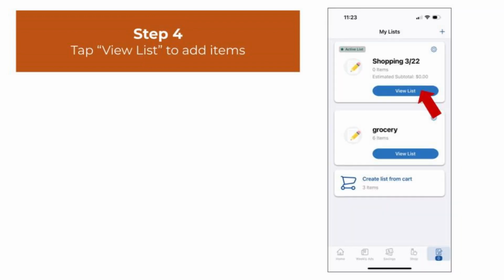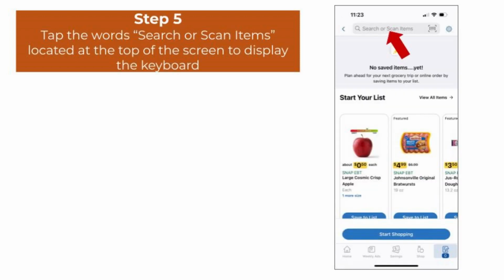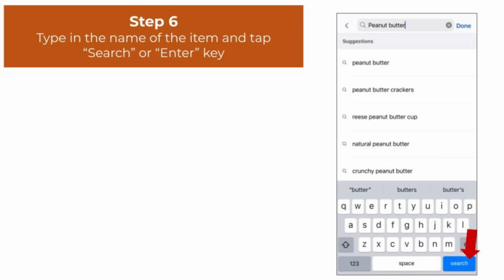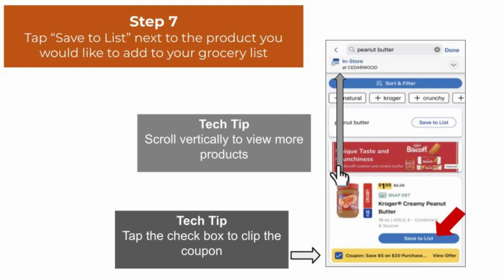Next, tap on View List to add items. Tap the words Search or Scan Items located at the top of the screen to display the keyboard. Then type in the name of the item and tap the Search or Enter key. Then tap the blue Save to List button next to the product you would like to add to your grocery list. You can scroll vertically to view more products.